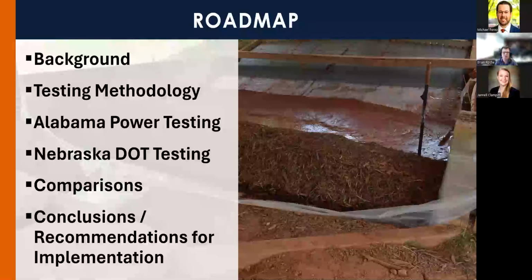Just a quick overview of what we're going to go through. We're going to start with some background on erosion and sediment control in general, then get into more sediment barrier and mulch information, as well as our literature review. Go through how we developed our large-scale testing methodology. Go into some testing that we did for Alabama Power, and then another set of testing we did on mulch berms for the Nebraska DOT. And then really want to make some comparisons between the information that we found out about mulch and other sediment barrier practices. Then go into some conclusions, recommendations for how we think this should get implemented, and recommendations for future research as well.